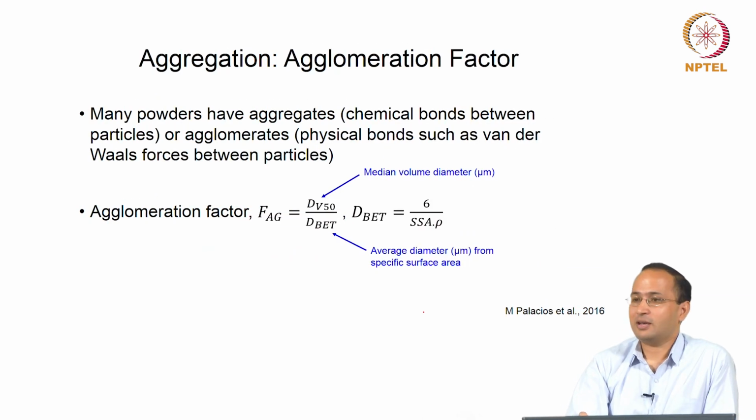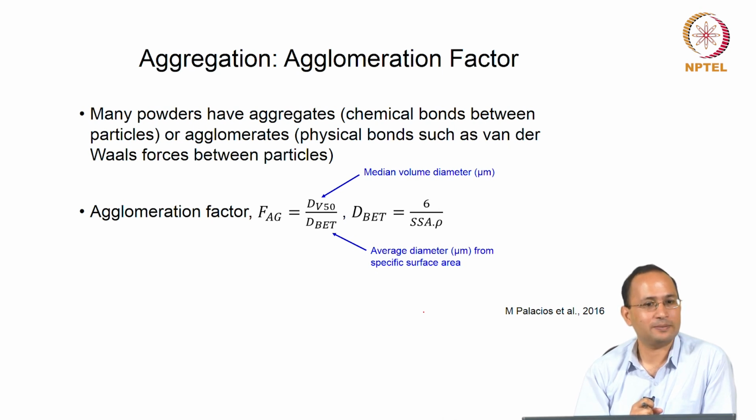So, many powders have aggregates; aggregation is always an issue, right. Aggregates are where we are talking about chemical bonds between the particles, okay. And it may also have agglomerates. Agglomerates are where we are talking about physical bonds, like weak bonds, van der Waals bonds.